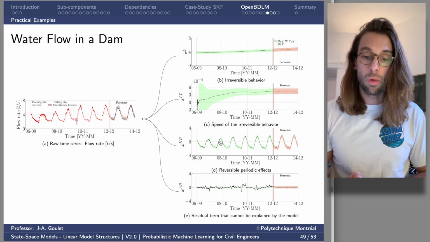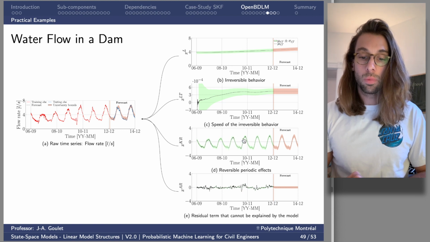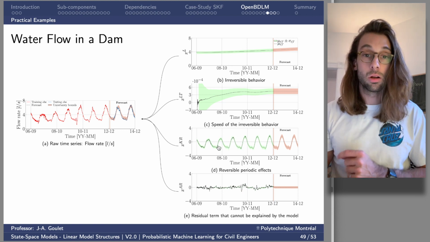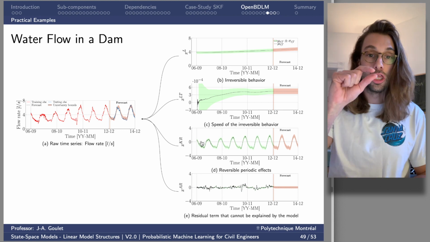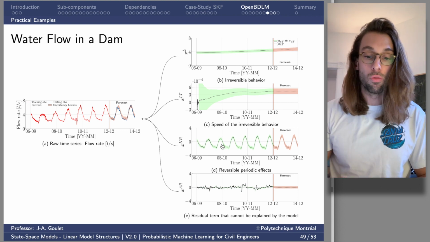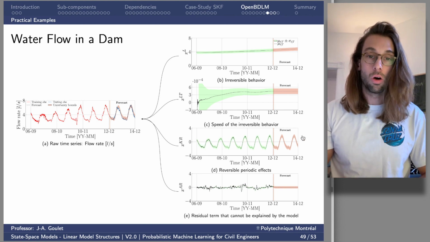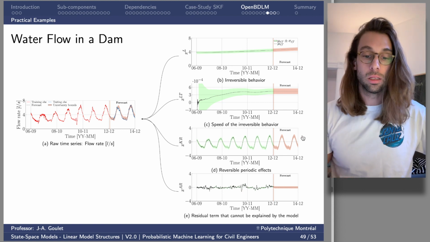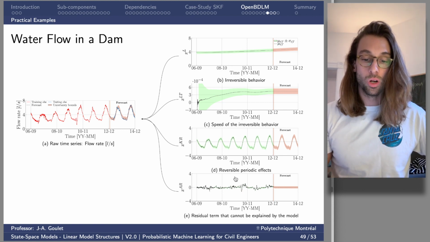So it's there to model non-harmonic periodic components. And in this case, not only is it non-harmonic, it has a non-constant amplitude over time. So you see the amplitude grows over time. We can directly build that in OpenBDLM. And we have our residual term here expressed by the autoregressive pattern. So the sum of those four hidden states makes the signal you can see here.